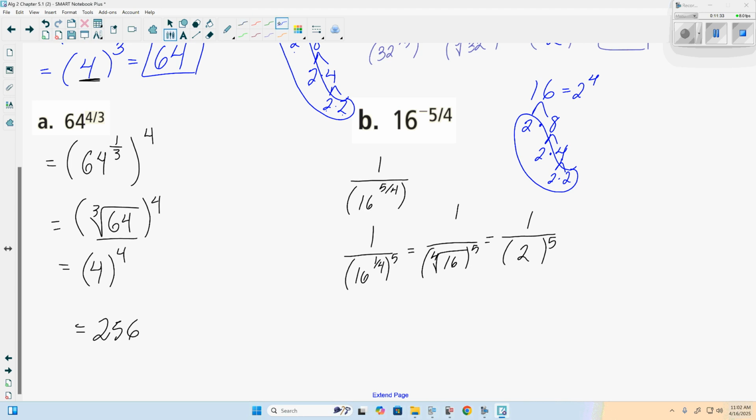Well, that does kind of help us out, because the last step is to take 2 to the 5th power. Well, 2 to the 4th is 16. So we just need to multiply by 2 one more time. We find that 2 to the 5th is 32, telling us that 16 to the negative 5/4 is 1 over 32. Questions on this here?